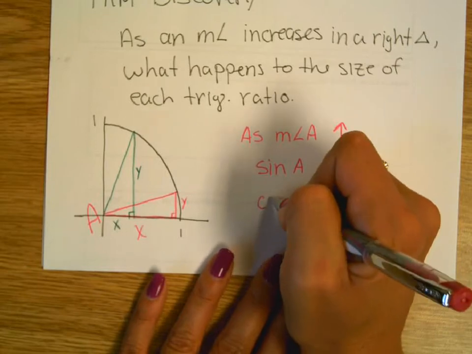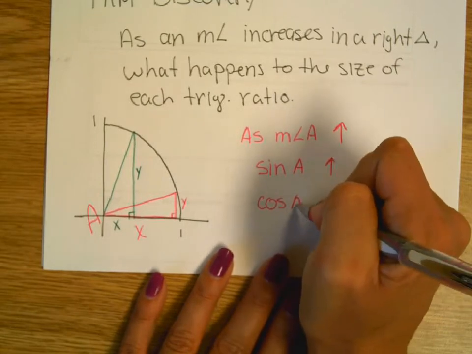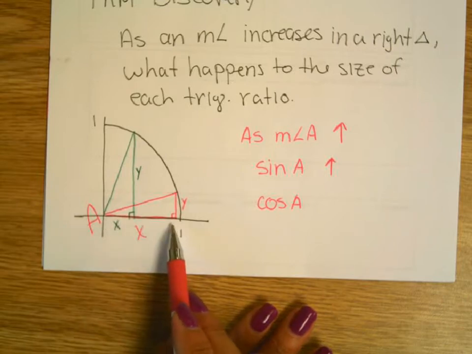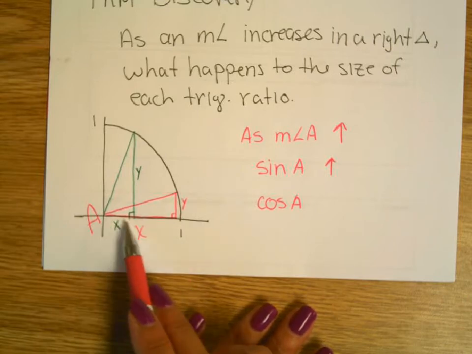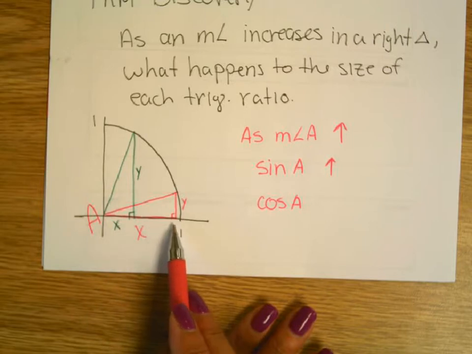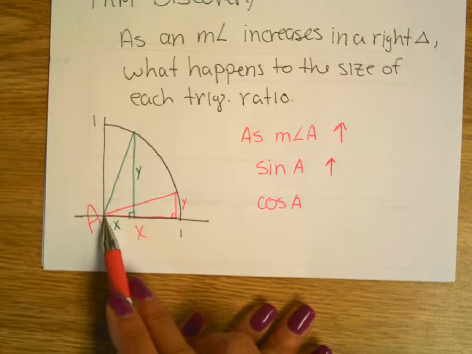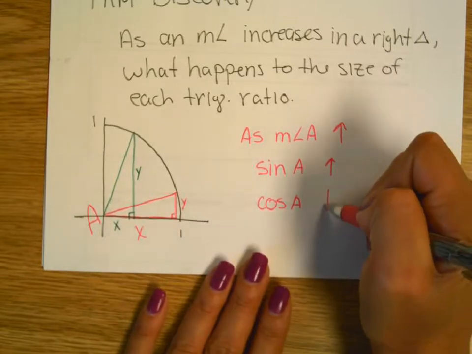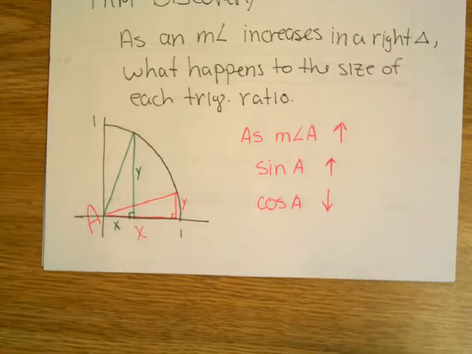What's going to happen to cosine? Knowing that cosine is the x leg of my triangle. So as the angle is small, I can see the x leg is quite long. But as it gets bigger, what happens to the x leg? It gets smaller. So cosine is going to decrease as the angle increases because that bottom leg is shrinking in.